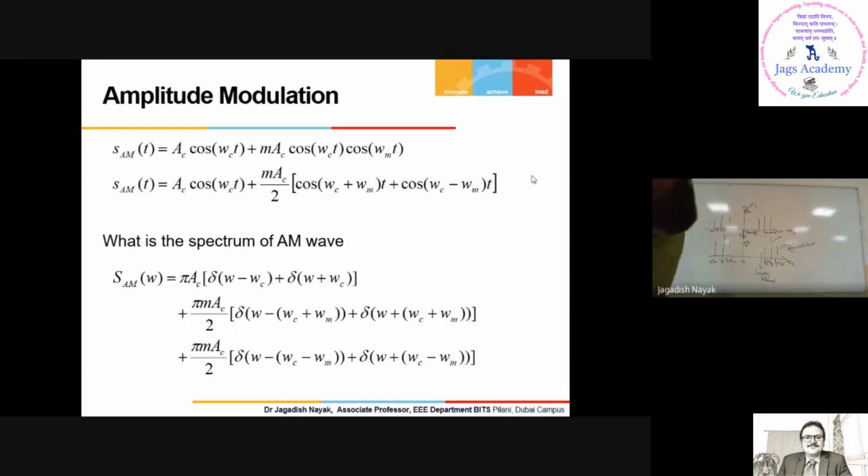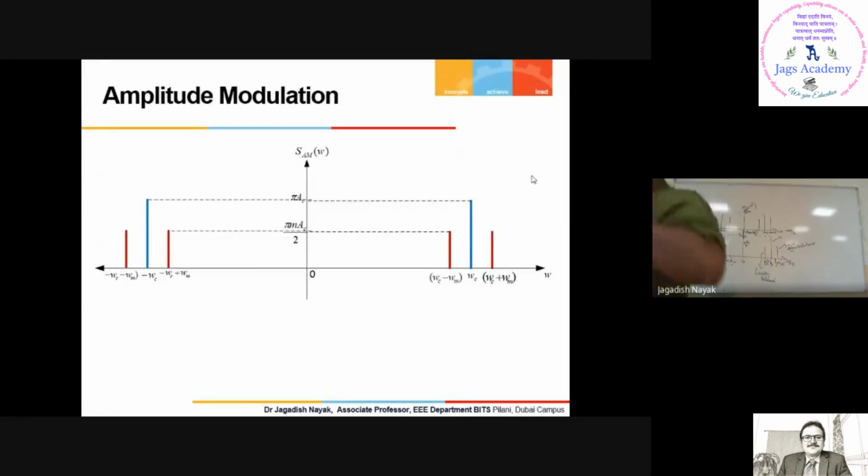You got the equation AM of t is equal to AC cos omega ct, plus MAC by 2 times cos of omega c plus omega m into t, plus cos of omega c minus omega m into t. And the next one is just the Fourier transform of that equation. Now, what did you get? You got 3 frequency components: the carrier frequency, the upper sideband, and the lower sideband.